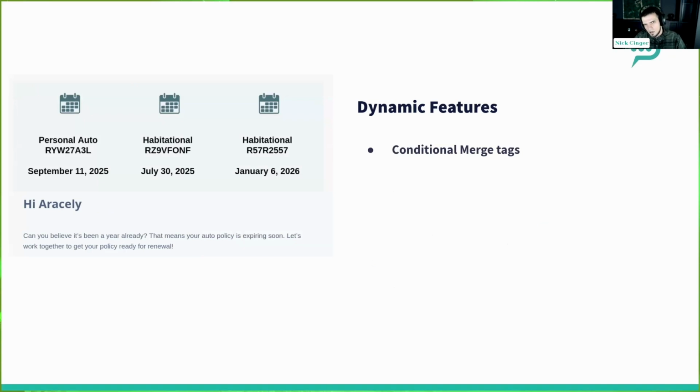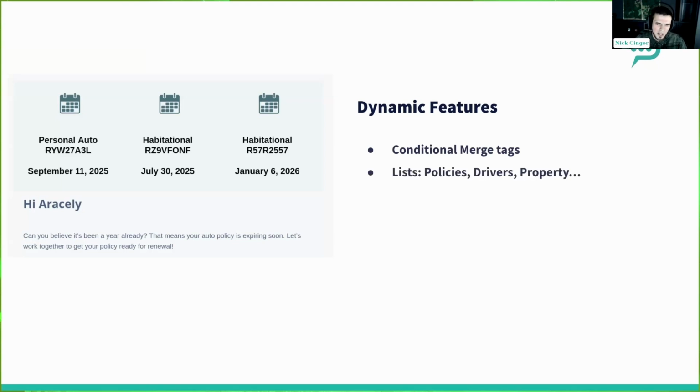You can do conditional merge tags, which let you show or hide specific content based on a client having a specific type of policy or not having a specific line of coverage, or having a liability limit that's above 1 million or below 2 million or 0. So you can do a lot of different things there. And I'll show you some practical examples that we've seen as well.